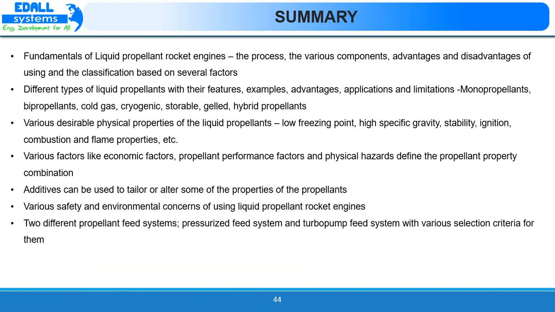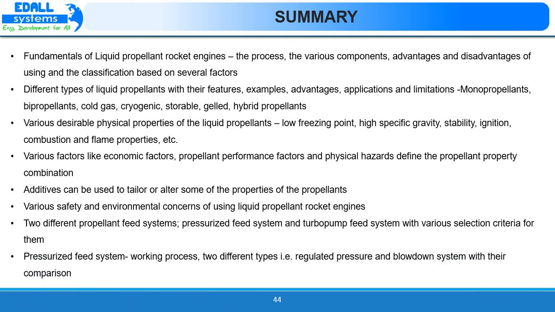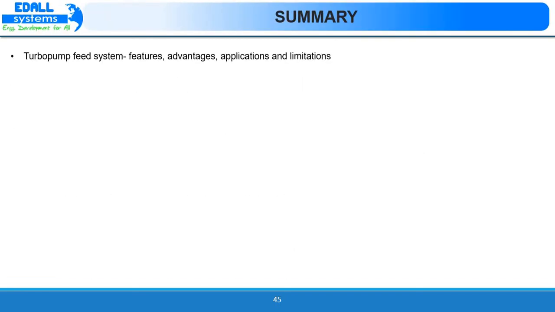Then two different propellant feed systems we have discussed, that is pressurized feed system and turbopump feed systems, with their various selection criteria. So under pressurized feed systems we have discussed the working process, how different valves are used and where the gas is stored. Based on that, two different types are provided under pressurized feed system, that is regulated pressure and blowdown system. Then we have seen the comparison of how these two have their own features and their limitations as well. Then we have discussed turbopump feed systems with its features, advantages, applications and limitations.